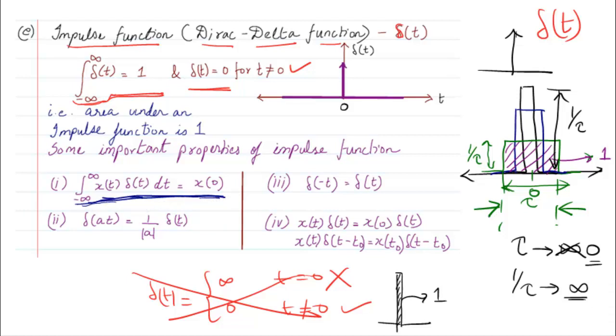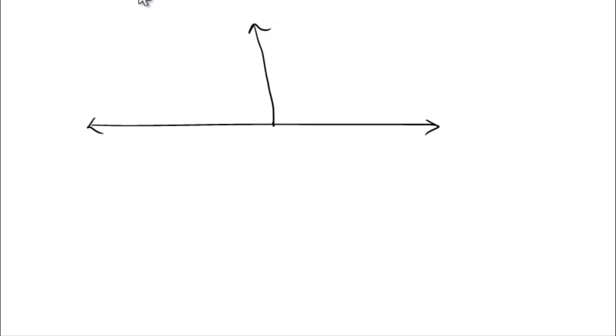So what I have done is, suppose there is an axis and there is a signal. Let me draw the signal. Suppose there is a signal like this, and I am going to multiply this with an impulse function. The impulse function exists only at t equal to 0.